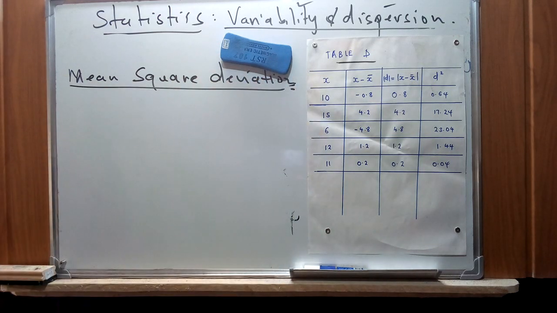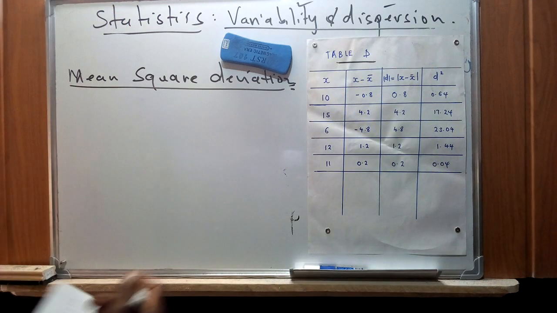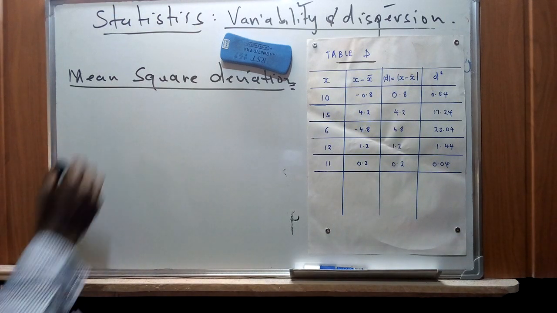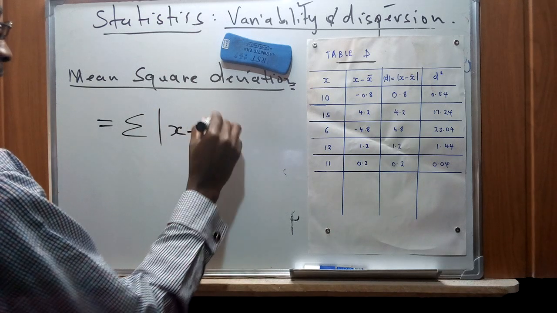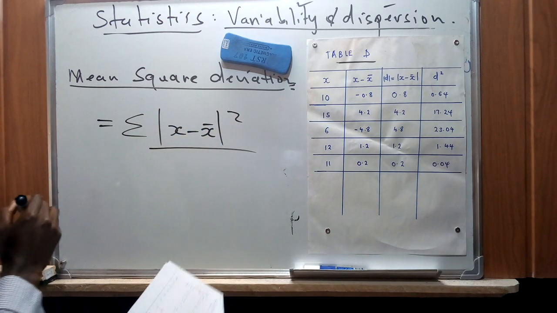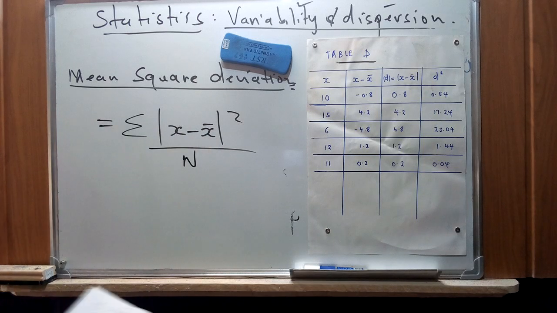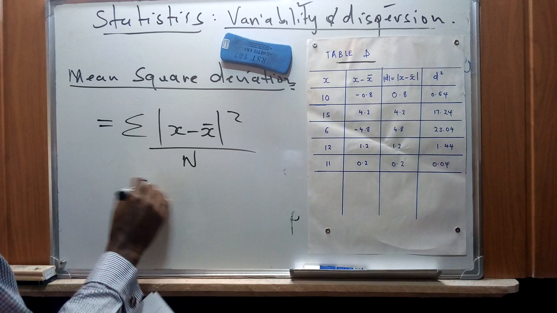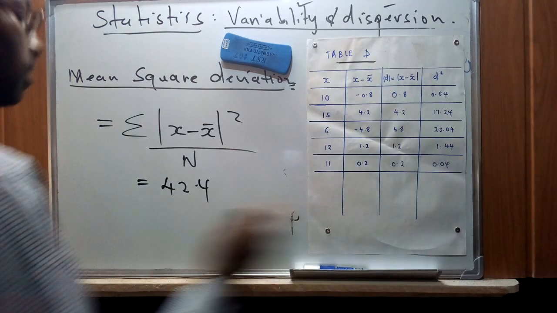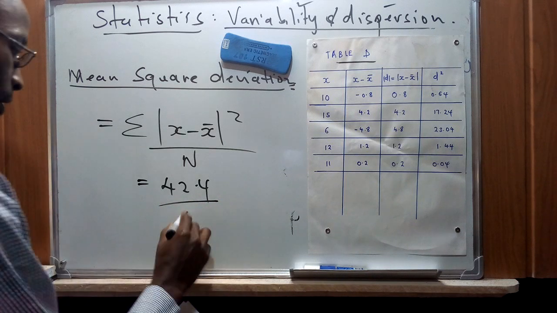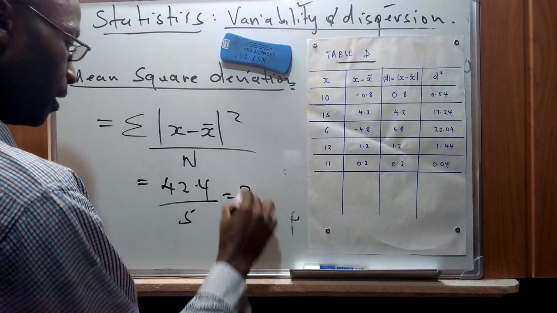So for that case, we have another column that I've listed on the data side. This is actually the square of these absolute values that are in between there. So the mean square deviation is given as the summation of x bar squared divided by n. In that case, n still represents the total number of frequencies. So the summation of this is going to give us 42.4 divided by 5, which is 8.48.